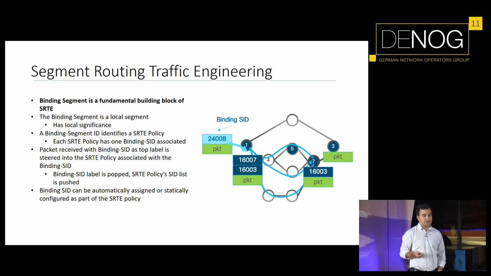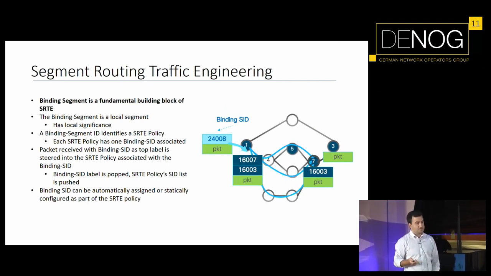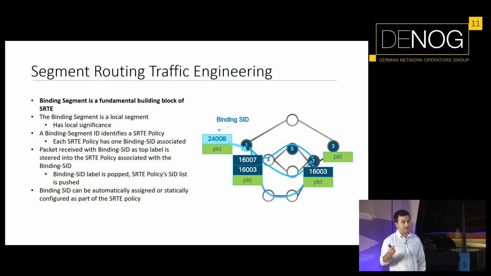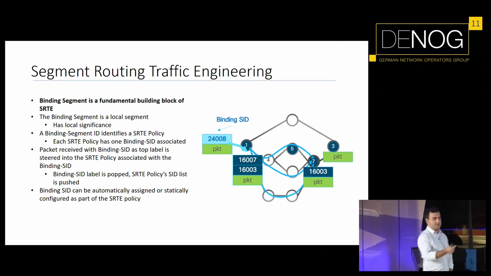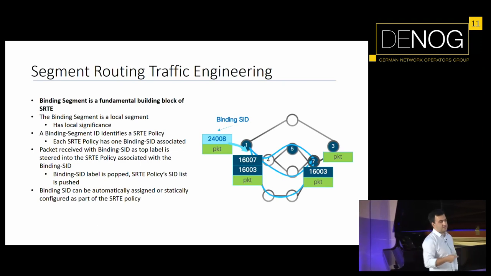Because there is no state at all at the midpoint routers. The state is being kept only at the head end, okay? Now, we mentioned prefix SID and adjacency SID. In SR-TE, there's a binding SID. So a binding SID is just an identifier of the SR-TE tunnel, but we don't call it an SR-TE tunnel, we call it an SR policy.